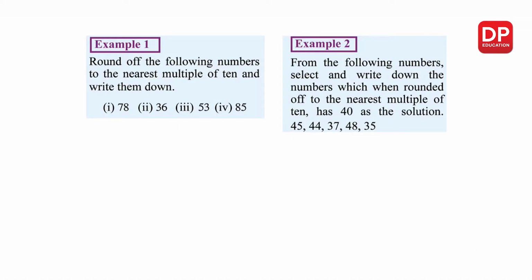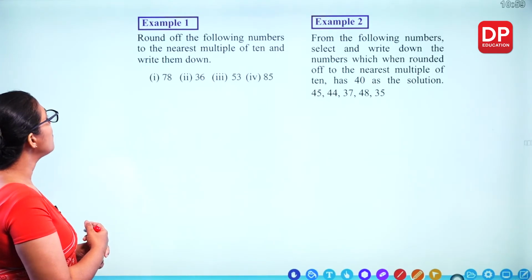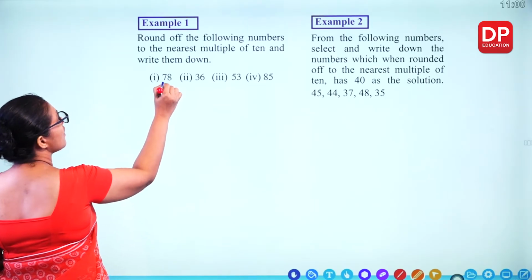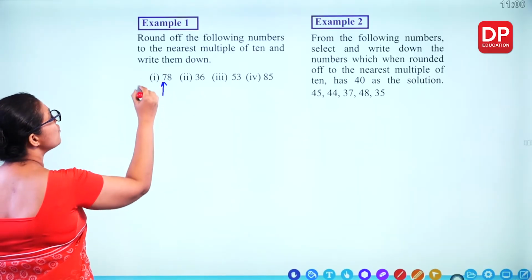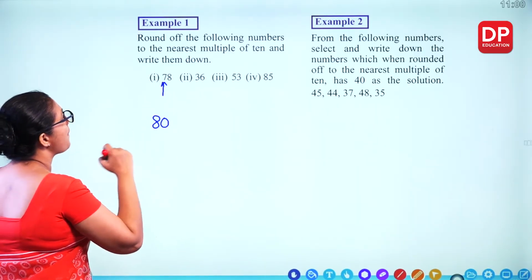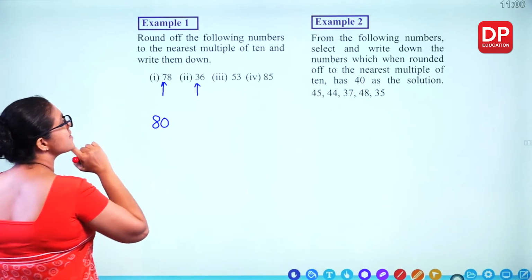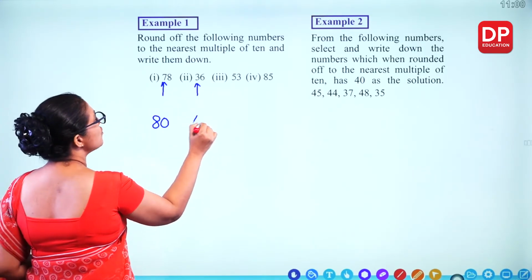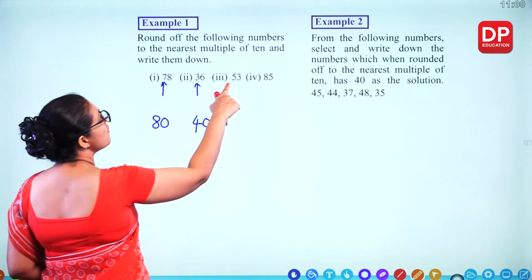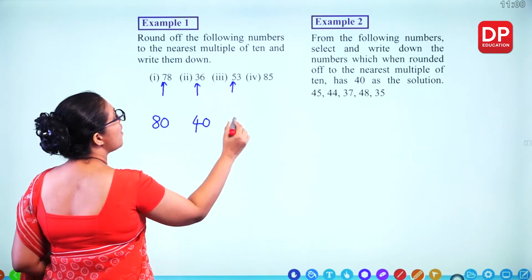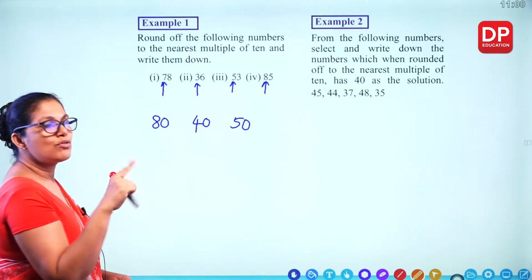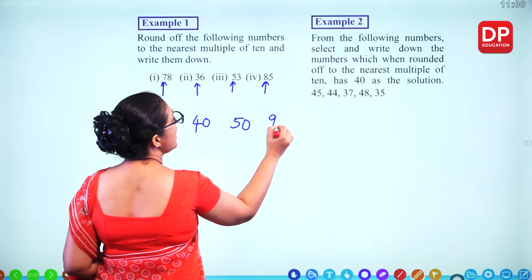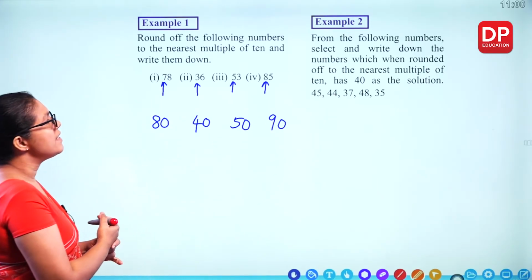Example number 1. Round off the following numbers to the nearest multiple of 10 and write them down. Tens place. So the 8 is more than 5, so you have to add 1. That's 80. This one, 36. 6 is more than 5, you need to add 1. That's 40. 53, you don't need to add 1, so that becomes 50. 85 again, you need to add 1, that becomes 90. This is to the nearest 10.